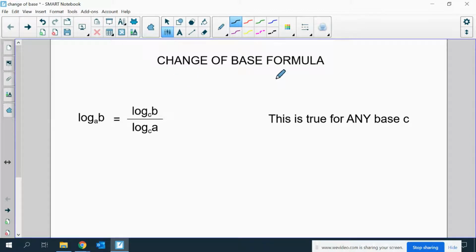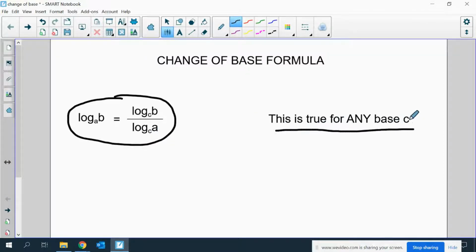We're going to talk about the change of base formula today. The change of base formula states that if you have log base a of b, you can rewrite it as log base c of b over log base c of a, for any value of c. So you could rewrite this in a lot of different ways, and it can help you get logs into a situation that's easier to compute things.